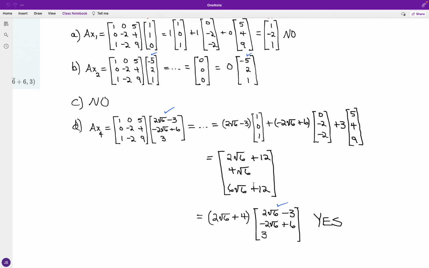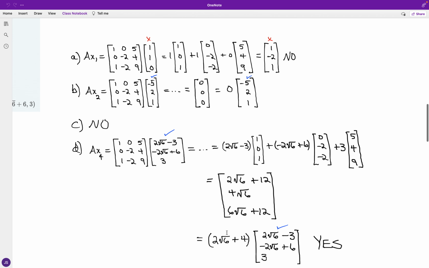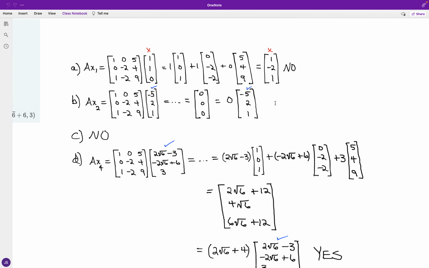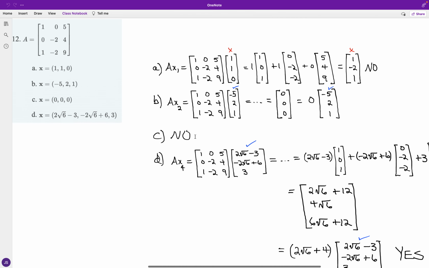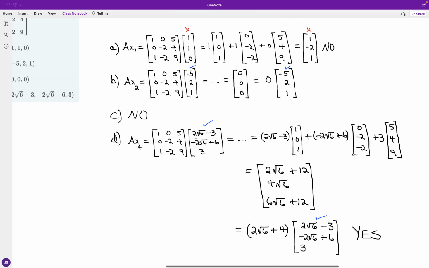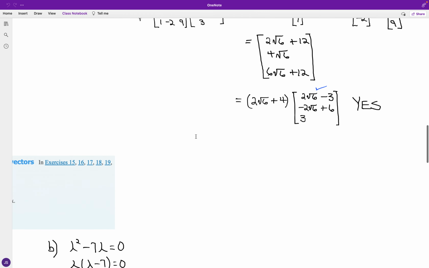And guess what? It's going to turn out that this is a scalar multiple. The eigenvector is going to be just what we have presented, while the eigenvalue will be 2 times the square root of 6 plus 4. So in this case, part B is an eigenvector. C, again, we cannot have a 0 eigenvector, and part D we have to be an eigenvector.